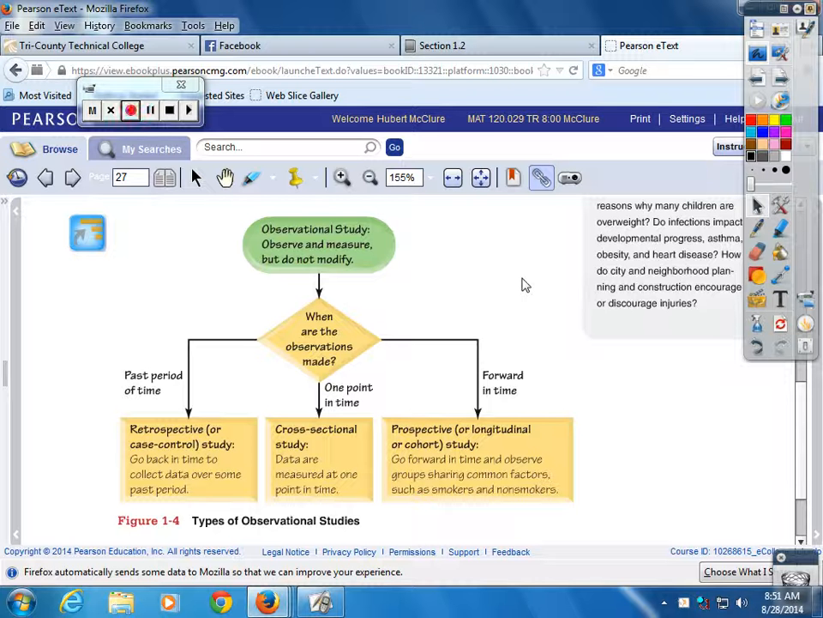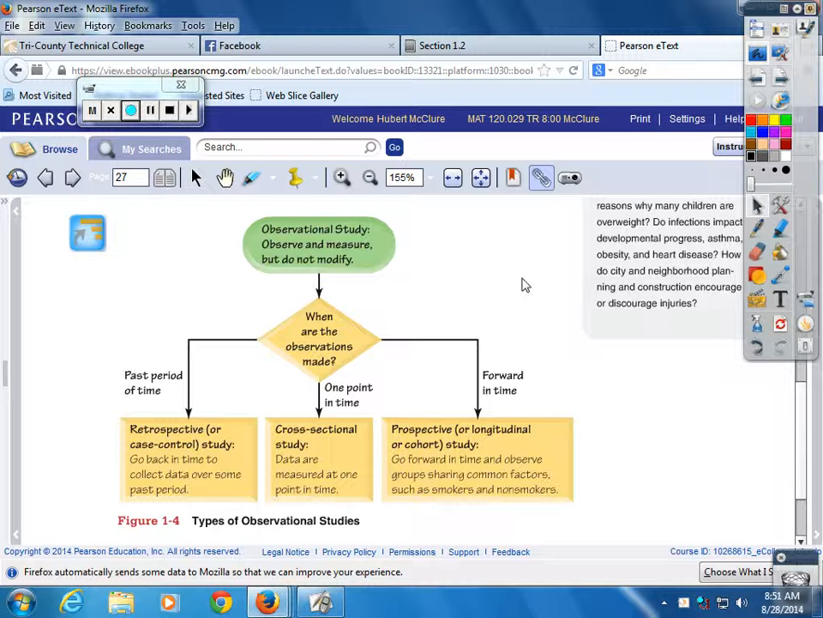Perspective would be predicting, and that goes more into probability statistics, but it's where you go forward in time and follow groups sharing common factors, such as Marlboro Club and not Marlboro Club. Okay?